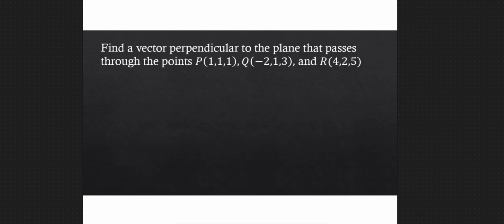In this video, we're working through an example problem. In this one, we need to determine a vector that's perpendicular to a plane. And how is that plane defined? Well, it's the plane that contains the points (1, 1, 1), (-2, 1, 3), and (4, 2, 5).